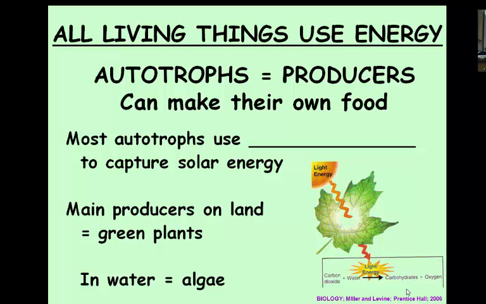We know autotrophs, what you can think of as automatically making their food, so they are our producers. They can make their own food. Most autotrophs are going to use a process we've already talked about, photosynthesis, to capture solar energy. The main producers on land are our green plants. In water, it's our algae.